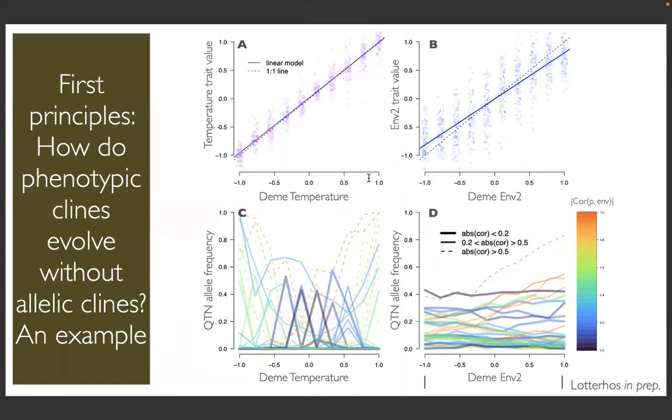And on the bottom, I've plotted the allele frequency patterns in the underlying alleles for those phenotypes as a function of the environment. So the x-axis is the same in both figures. And as you can see, there are some alleles that evolve clinal patterns as shown by these warm colors and these dashed lines, but there's a lot of non-linearities or what appear to be no pattern at all.